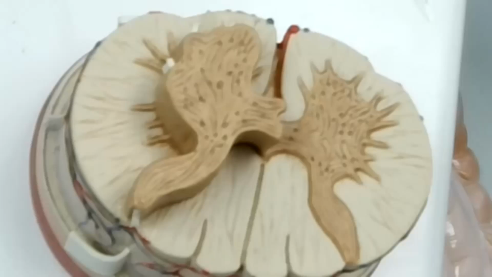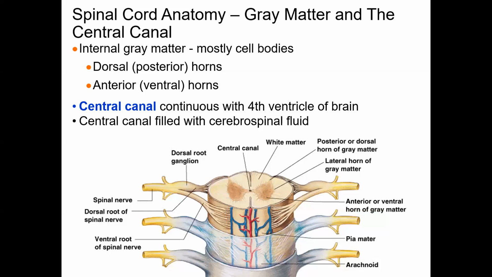Let's get to our discussion here. Okay, so there is a canal called the central canal. The central canal runs right through the middle of the spinal cord. It is continuous with the fourth ventricle, and it is full of cerebrospinal fluid.